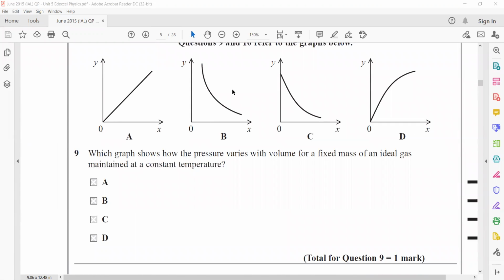Which graph shows how the pressure varies with volume for a fixed mass? According to Boyle's law, pressure and volume are inversely proportional. An increase in pressure reduces the volume. So B is the one that follows the inverse law only, that P is inversely proportional to V, not the inverse square.